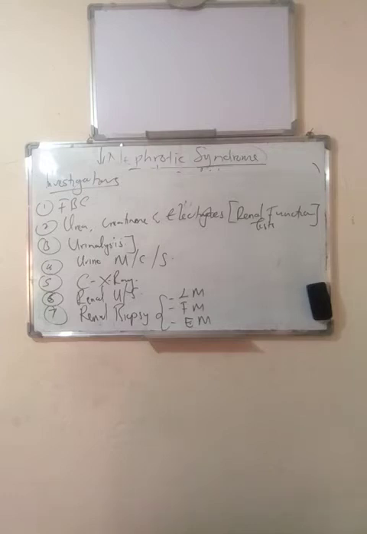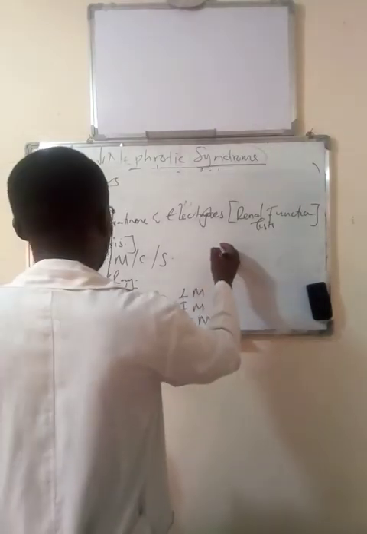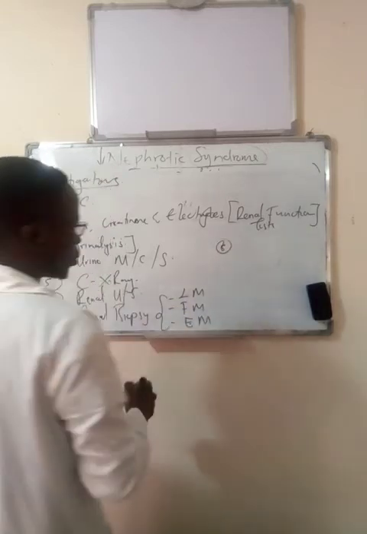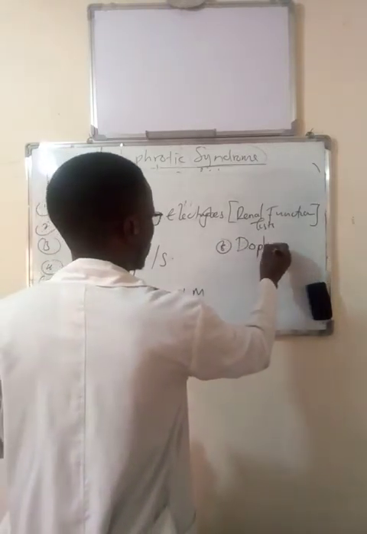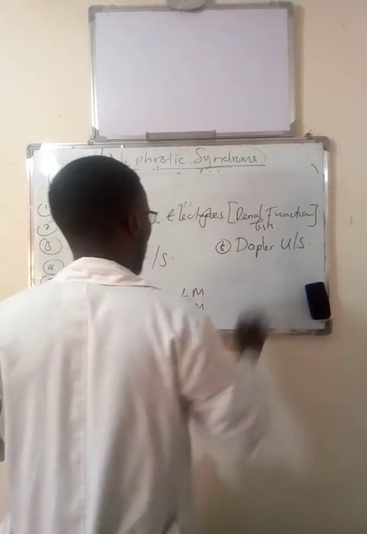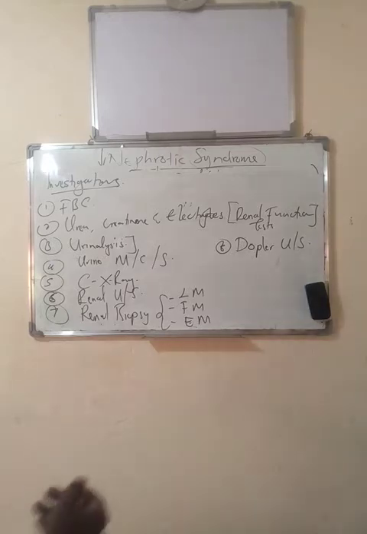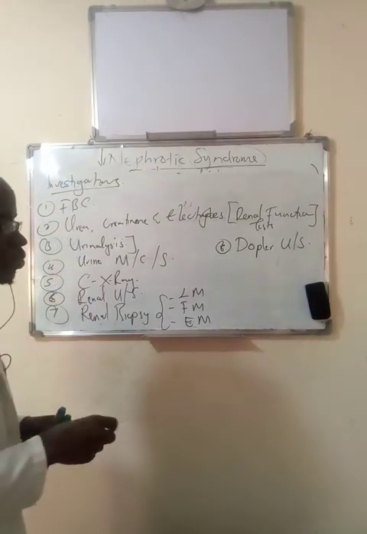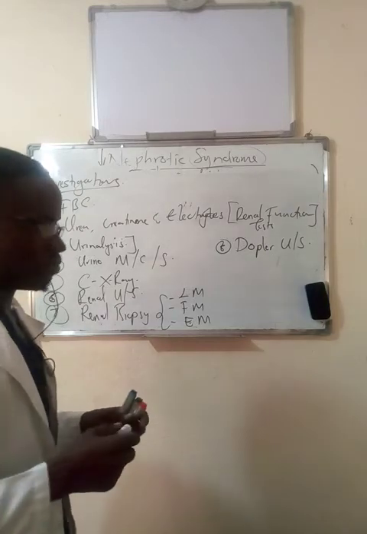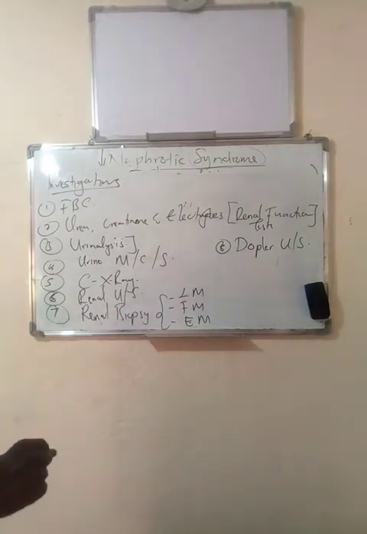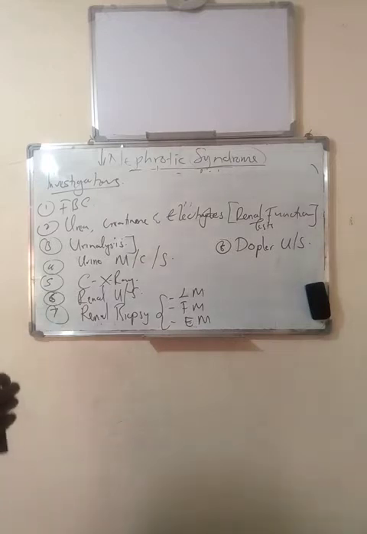Then sometimes you may also want to do Doppler ultrasound. Why are we doing that? Because remember we said that these patients are in a hypercoagulable state. So it is possible they may have DVT, and they actually tend to have renal vein thrombosis, where the renal vein gets occluded. So it is also important to do Doppler ultrasound. Basically, these are the investigations that you do.